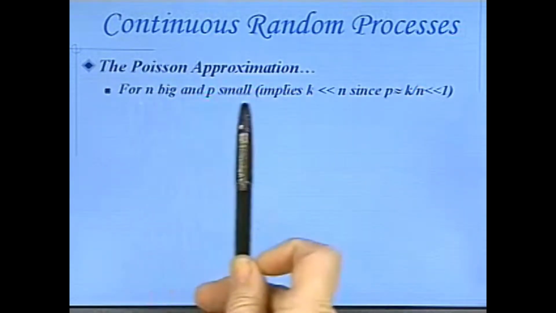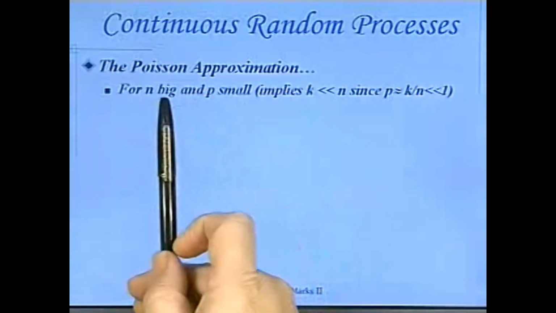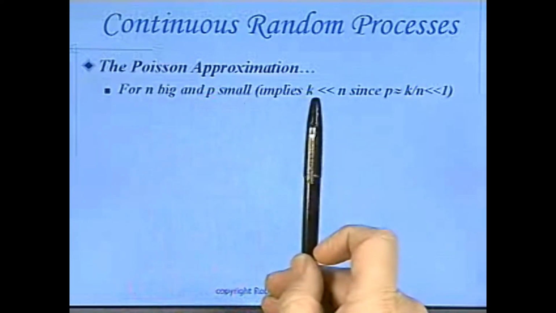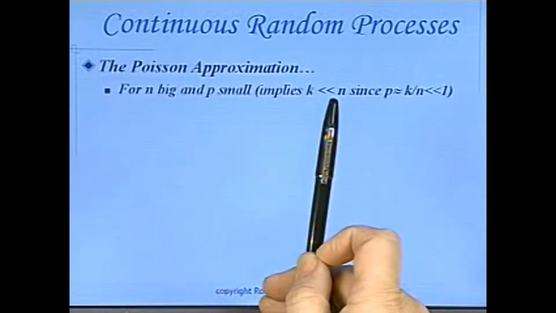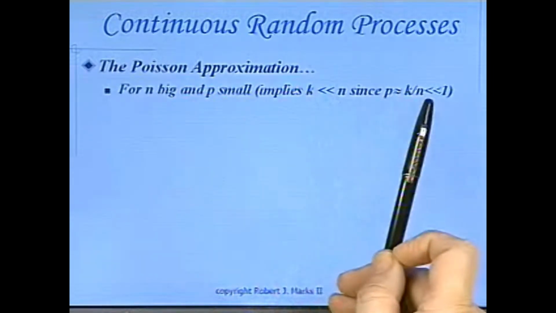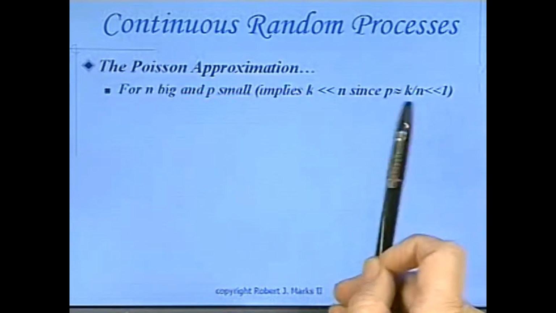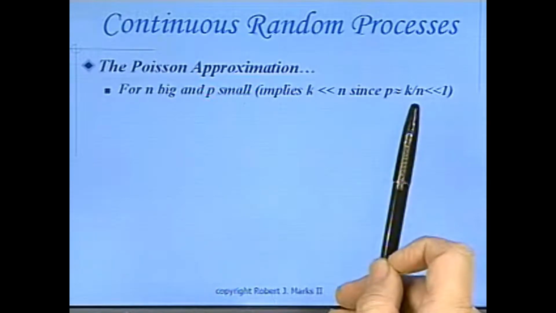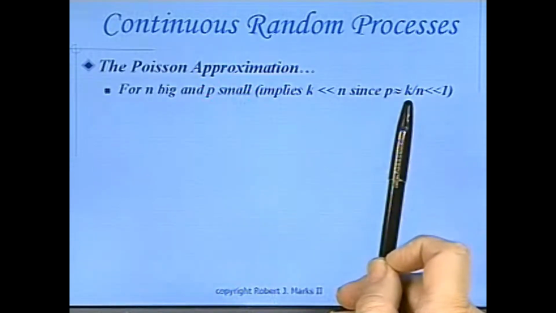So here we have it. For n big and p small, the number of points we choose being very, very big and the probability of a success being very, very small, you'll notice this implies k, which is the number of successes you have, is much, much less than n. Because p is a very, very small number, p is much, much less than 1, and p is equal to k over n. That's a point estimate of the probability of success.